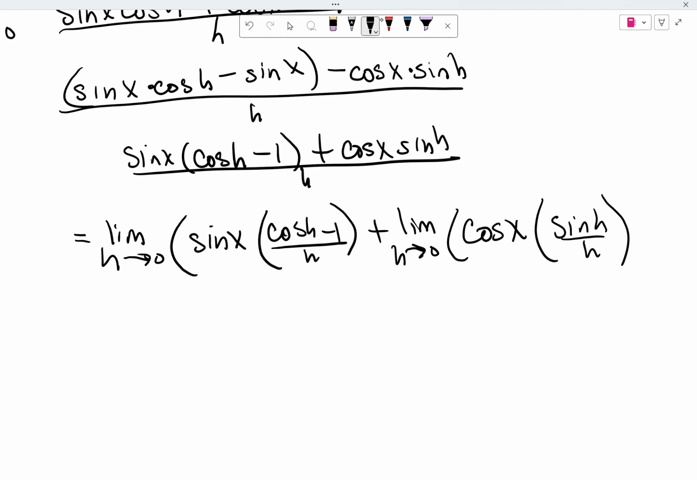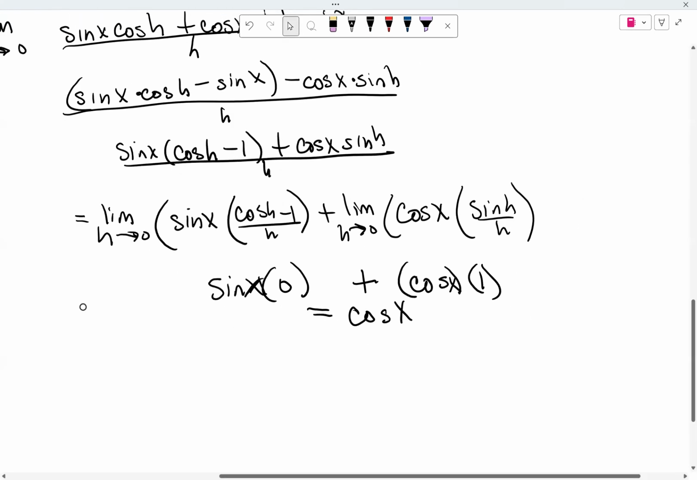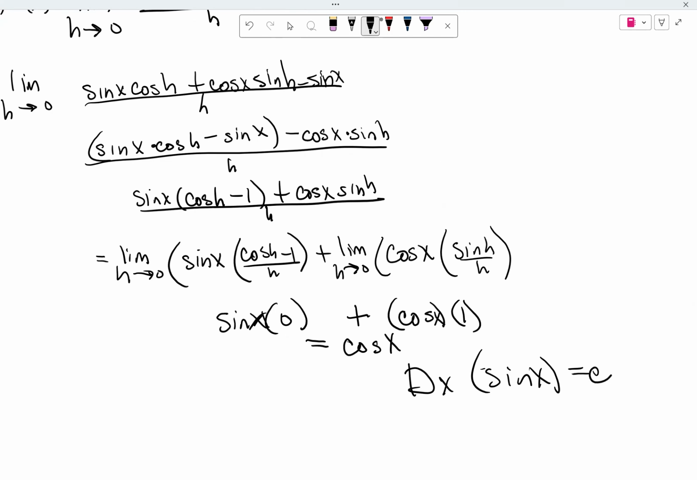You end up with sine x times 0, and this becomes plus cosine x times 1, which results in cosine x. So therefore you just proved, using all of this, that the derivative, d/dx, given the function sine x, is simply cosine x.